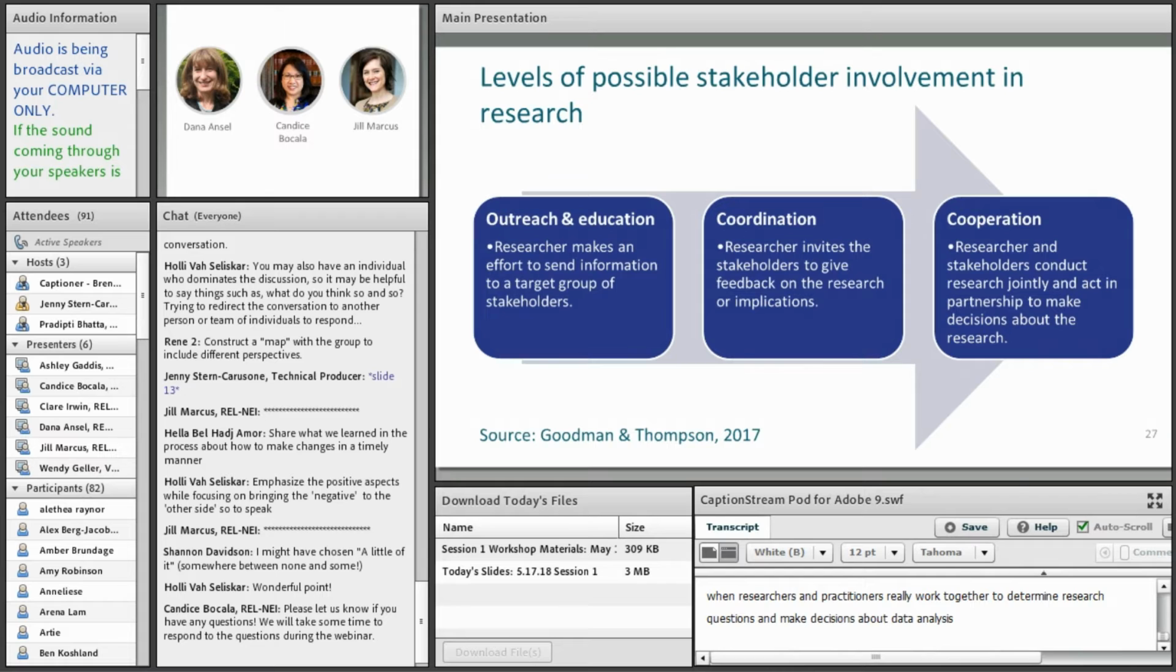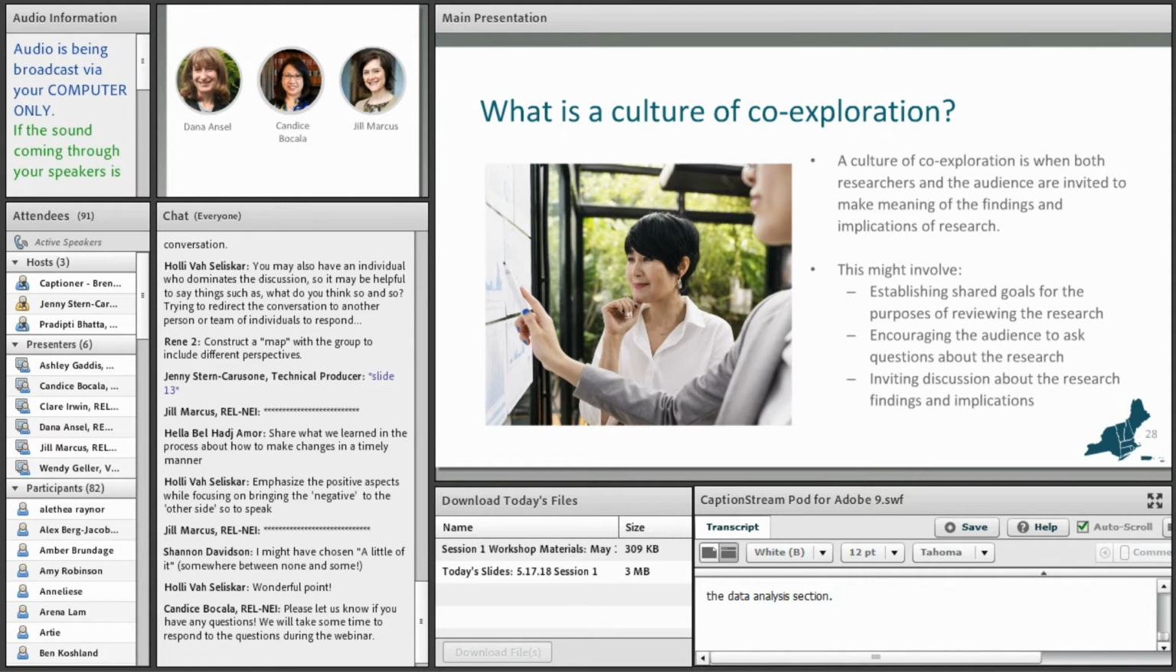At the highest level of involvement, there is something called cooperation. This is when researchers and practitioners really work together to determine research questions and make decisions about data analysis and interpretation. This kind of research is highly participatory and collaborative. This is beyond the scope of what we'll be covering here today, but it's important to know that many researchers take this stance. It's also important to note that these categories are not mutually exclusive. So researchers might partner differently with stakeholders at different points in the research process. For example, you might have a lot of stakeholder involvement when you determine your research questions, but then maybe less involvement as you begin the data analysis section.